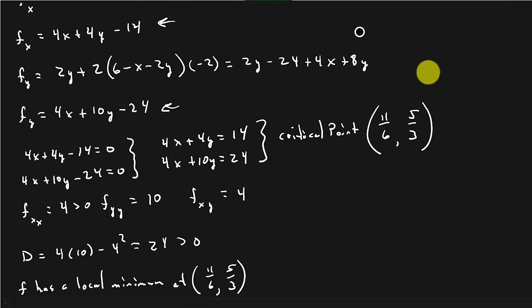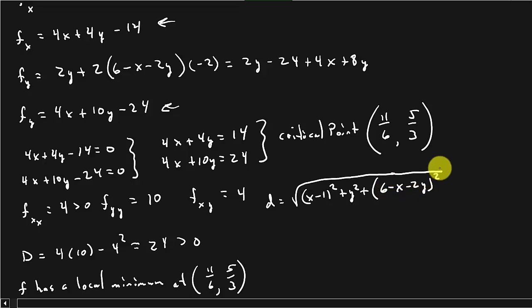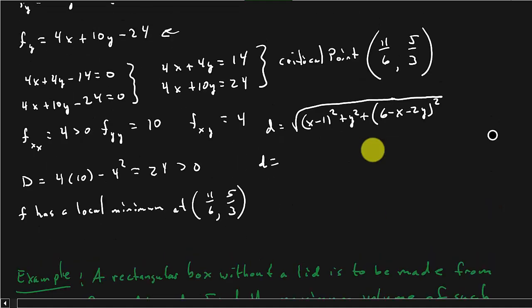Okay, I don't know why it's not picking it all up. I'll just rewrite it. So d is equal to the square root of (x minus 1) squared plus y squared plus (6 minus x minus 2y) all of that squared. So what I'm going to do now is take the x and the y and plug it into here. Okay, you're plugging all that in.